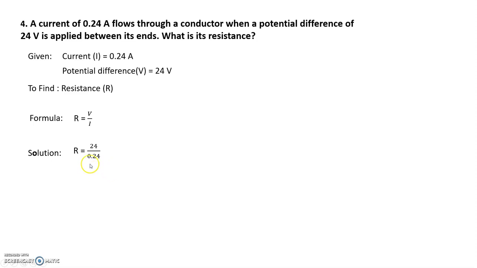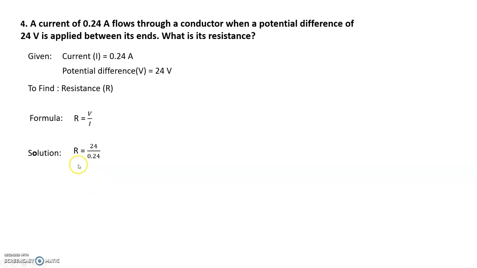Now how do we remove? Count the number of digits after the decimal point. So there are 2 digits in the denominator after the decimal point. So multiply the numerator by 100. If there was 1 digit, you would multiply by 10. If there are 3 digits, you would multiply by 1000, and so on.